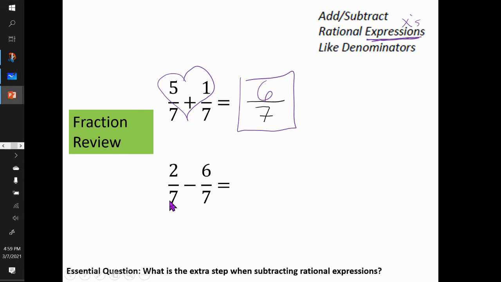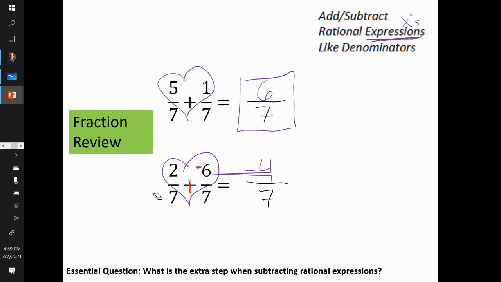Same thing here with subtraction. They have the same denominator of 7, so I'm just going to put it over 7. What I like to do, instead of putting the negative between them, is distribute that negative and put it on the 6, and then that becomes a positive. So then we have a common denominator. These fractions are in love, and we're just going to combine the tops. We do 2 minus 6, and that's going to be a negative 4.